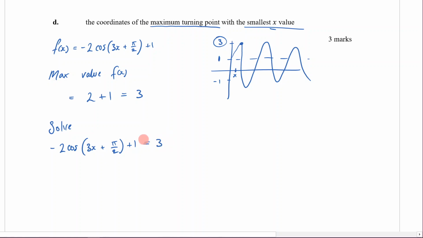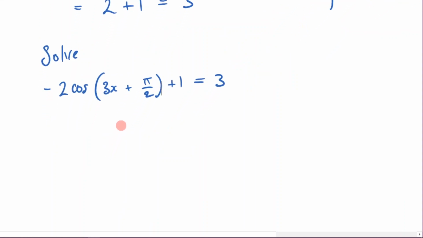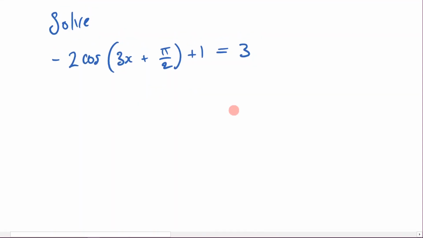If you're able to understand this right here, then you're more than halfway through this question. Getting this is the tricky part. Realizing what the maximum turning point is, and for the smallest x value, understanding what the question is asking, that's the hard part. Once you've gotten to this, it's just smooth sailing. We know what to do here.